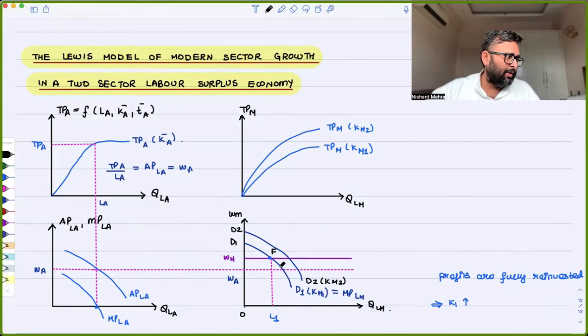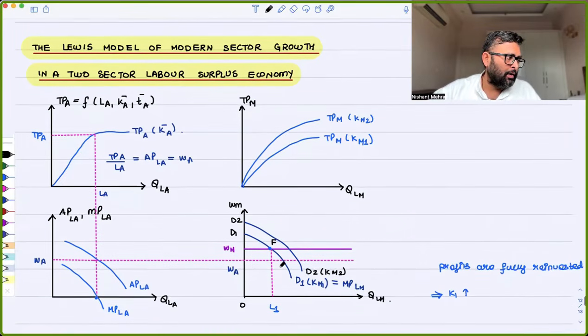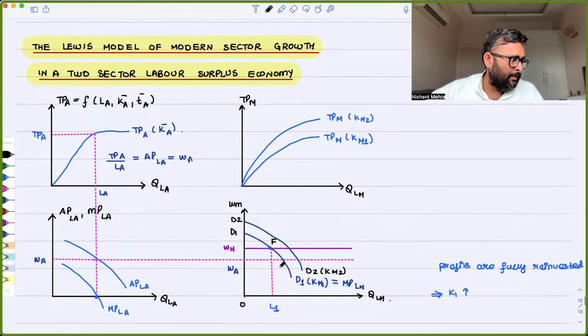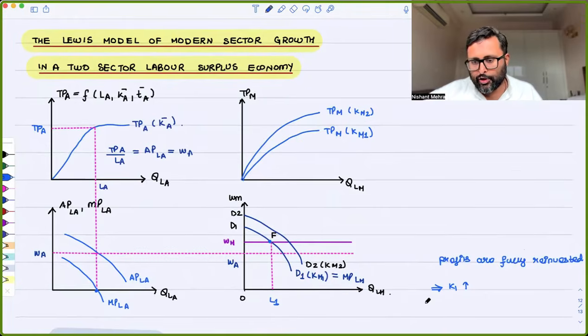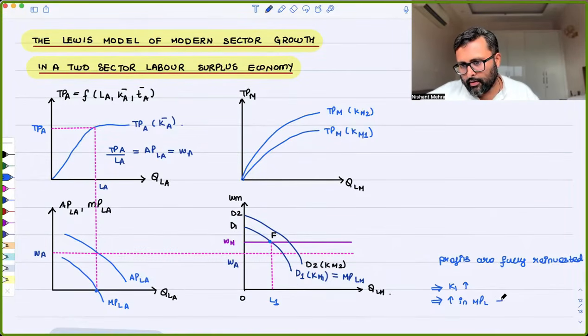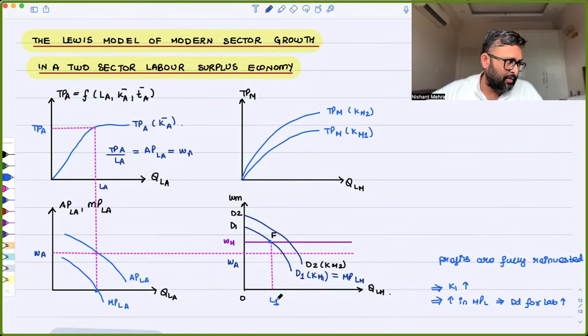You will write this point also, that with an increase in capital, total product is going to shift up, and there will be a rise in the marginal product, MPL. So the demand curve for labor is going to increase, right?